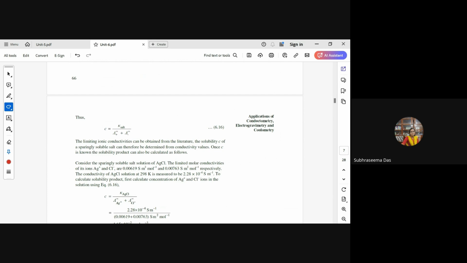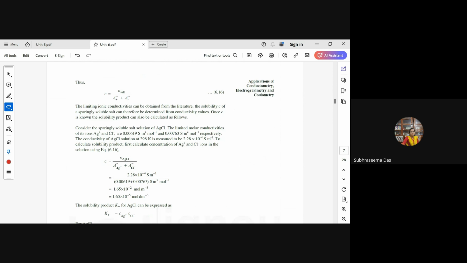The limiting ionic conductivities, that is, the values of lambda plus to the power infinity plus lambda minus to the power infinity, can be obtained from literature. The solubility C of the sparingly soluble salt can be determined from other processes. Now let us consider a salt, AgCl. The limiting molar conductivities of Ag plus and Cl minus are known from literature. The conductivity of AgCl at 298 K has been measured to be this.